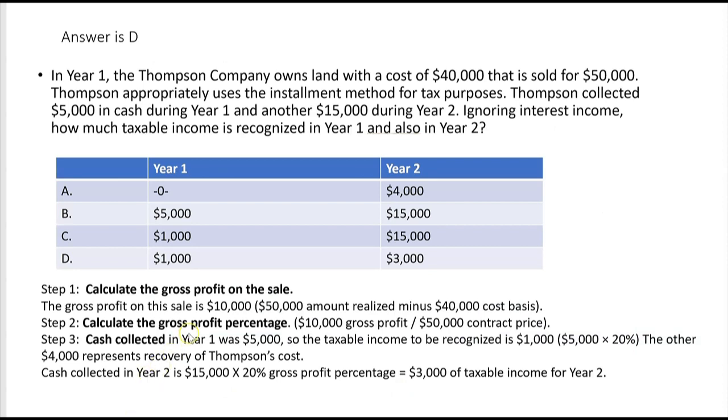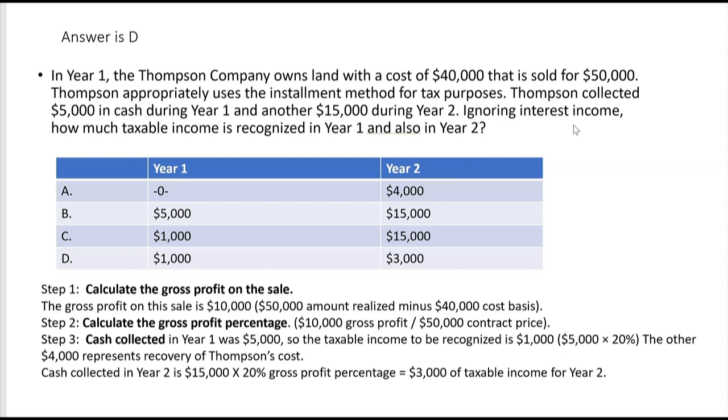The gross profit on the sale is $10,000. It's the $50,000 amount realized minus the $40,000 cost. And then we calculated the gross profit percentage, the $10,000 gross profit divided by the $50,000 contract price. Now in the third step, we saw how much cash was collected and we multiplied that by the 20% gross profit percentage. Now remember, the problem says ignoring interest income, right?